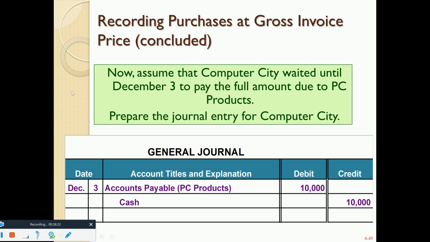All right, if we waited the full 30 days to make payment, and instead of paying on November 10th, we pay on December 3rd, paying the amount in full, here's your journal entry. No harm, no foul, because we were expecting to do this anyway. We recorded the original payable back on November 3rd with the $10,000 credit. When we pay it, we're going to reduce the payable with $10,000, and we're going to credit the cash.